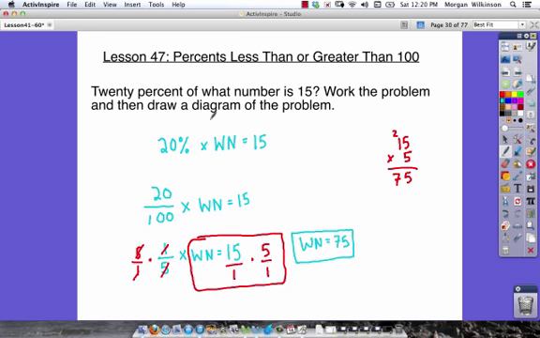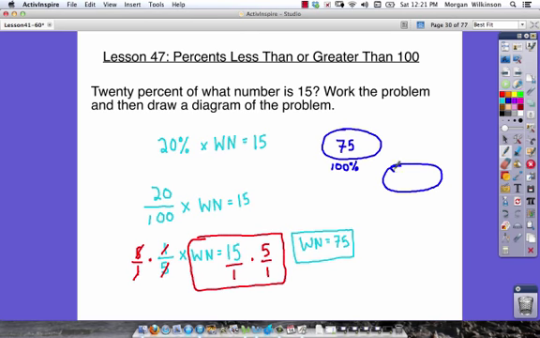Now the second part of the question said draw a diagram of the problem. So I'm going to erase our work on the side, and we're going to draw a diagram. Now when we draw a diagram of this, it helps to make two ovals. The first one needs to be out of the 100%, out of the whole. So in this part, 20% of some number is 15. The whole must be what number? Because we're taking 20% of that. So the first one is the 75. That's our whole. That's 100%.